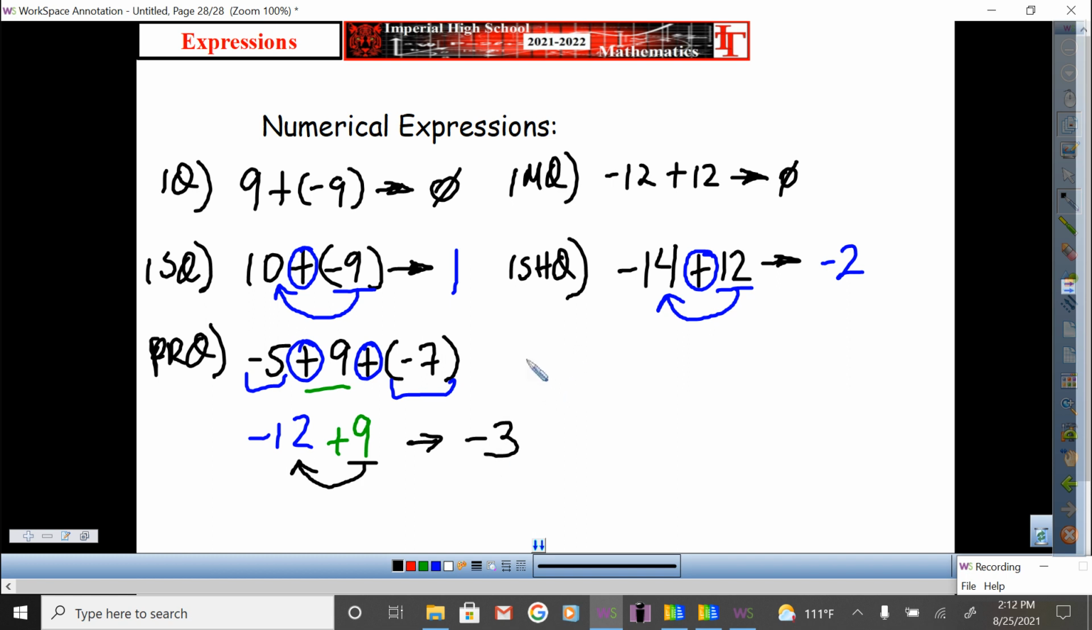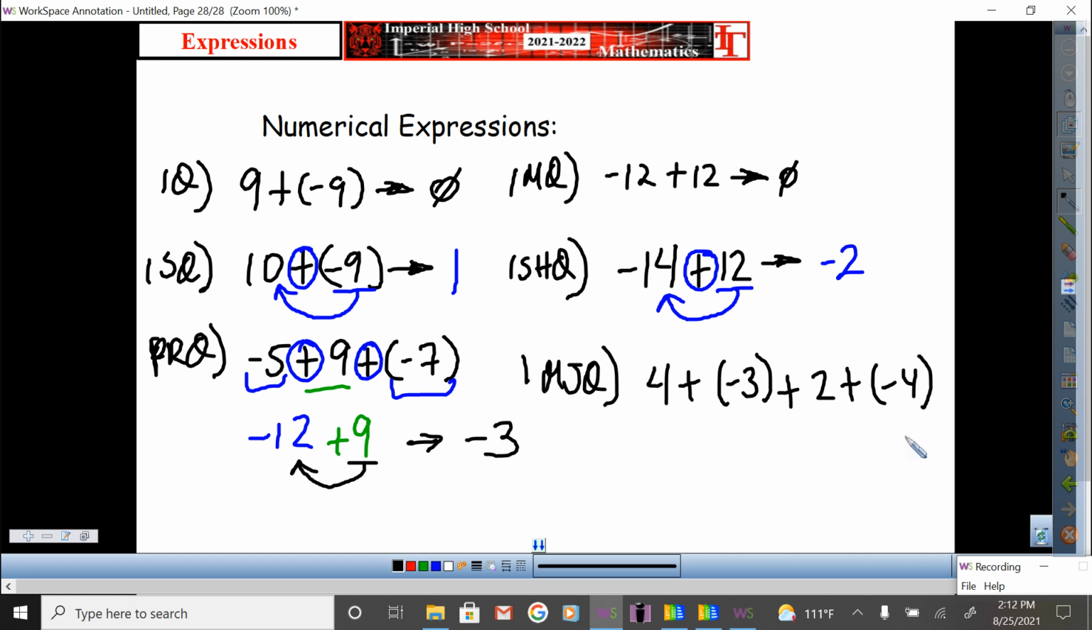Okay, let's go to example 1. There you go. All right, let's do 4 plus -3 plus 2 plus -4. See if you can do that by yourself.